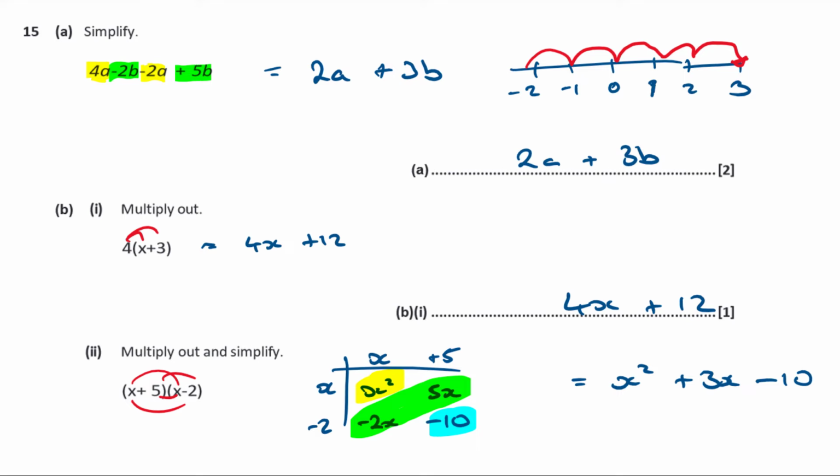Okay, so like I say, if you do struggle with multiplying out double brackets like this, I do recommend doing it as a grid like this. It's a great way of making sure you don't miss one of the terms out.